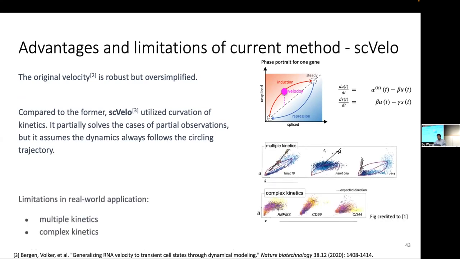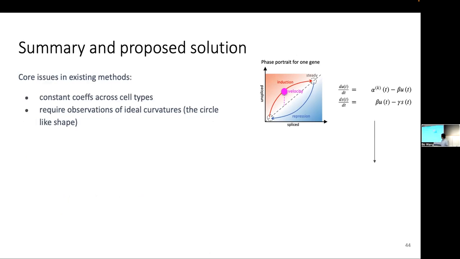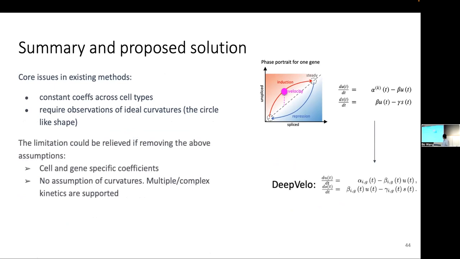What we aim to solve is to completely relax all the assumptions so that we can solve more complex biological systems, for example, when you have multiple lineages. When you have multiple lineages, the original simplified velocity many times will fail. Therefore, we propose a new approach called DeepVelo.